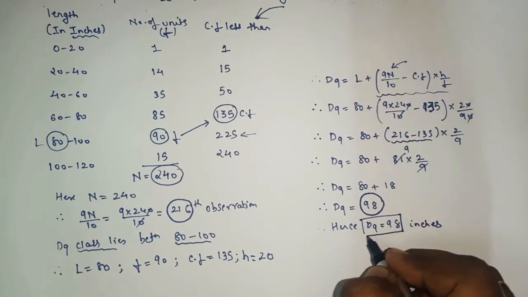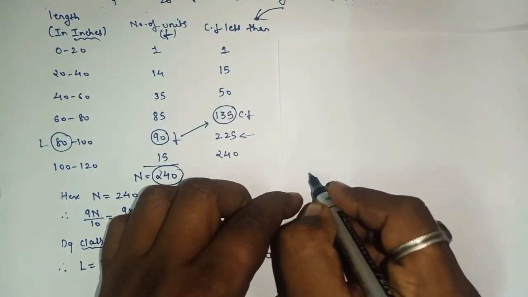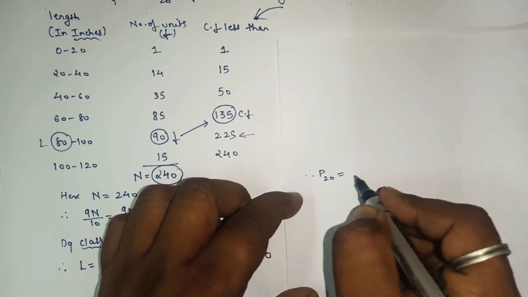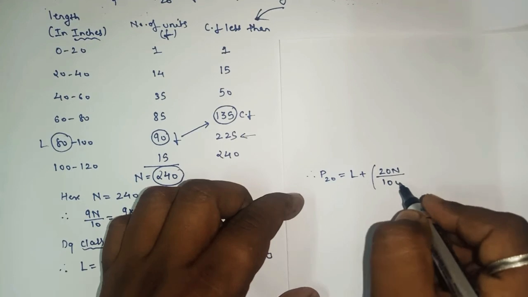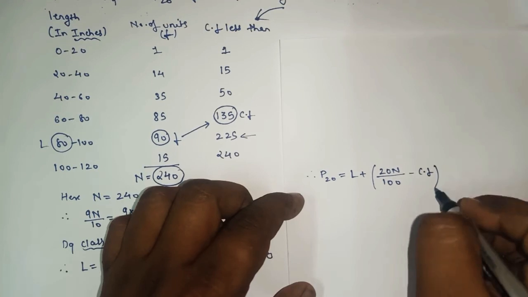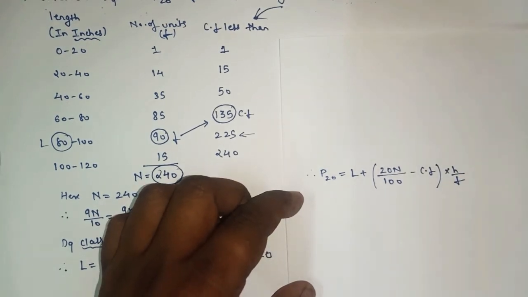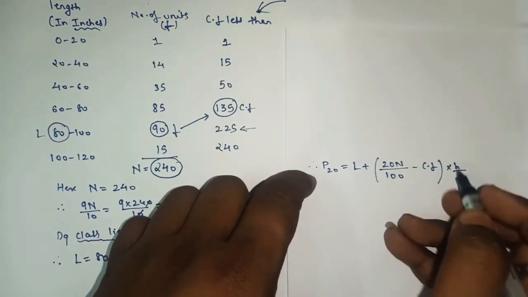Now we'll find the answer for P20. So now we'll apply the formula for P20. P20 will be L plus 20n upon 100, because it is percentile, P stands for percentile, minus CF into H upon F. So now we have to find the value of L, CF, H and F.